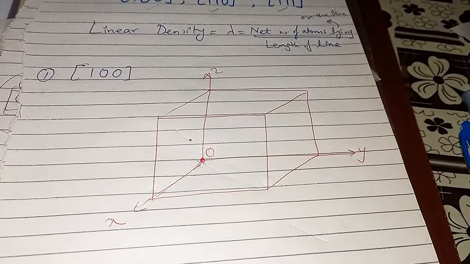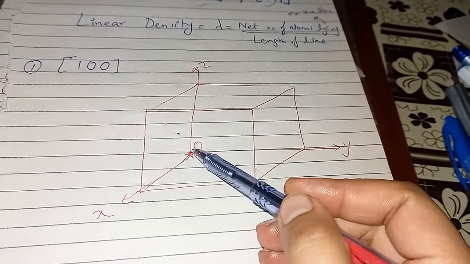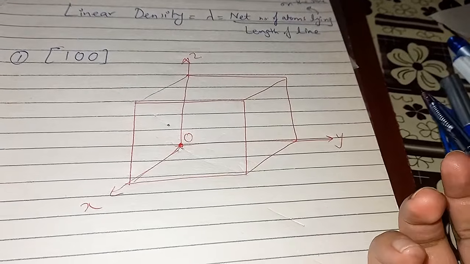If the Miller indices are negative or something like that, you just need to shift the position of the unit cell depending upon which coordinate is negative.